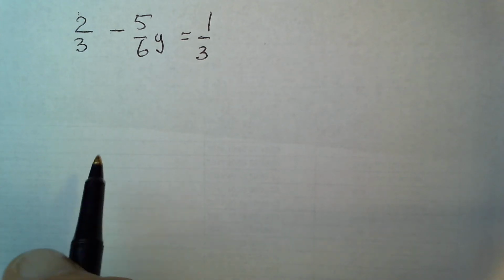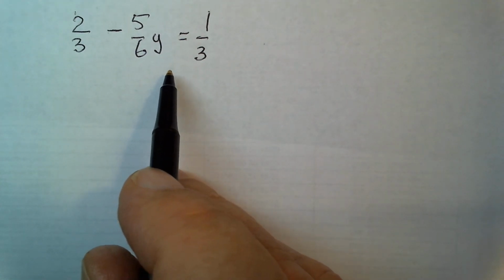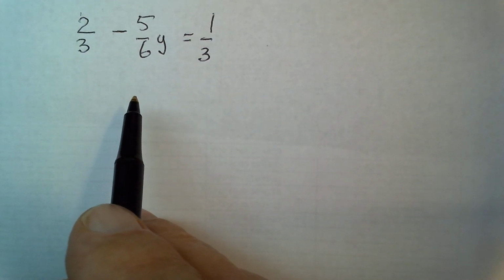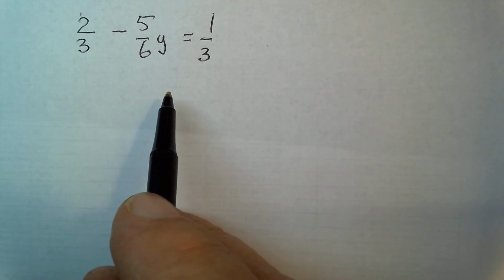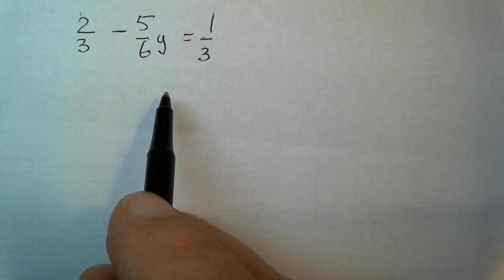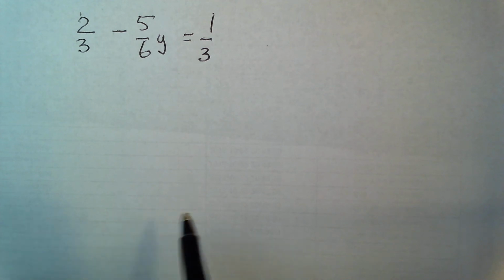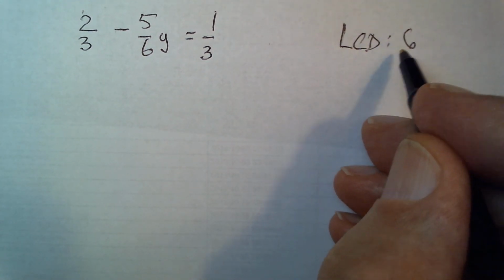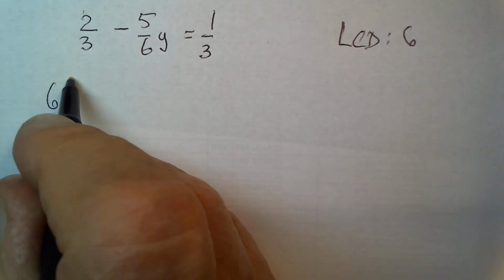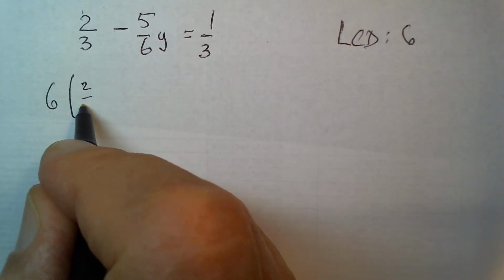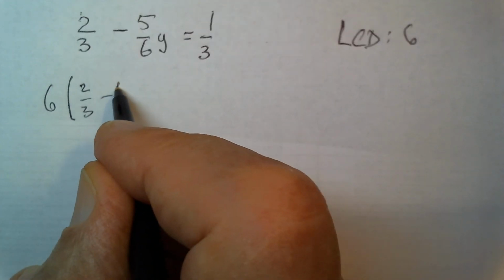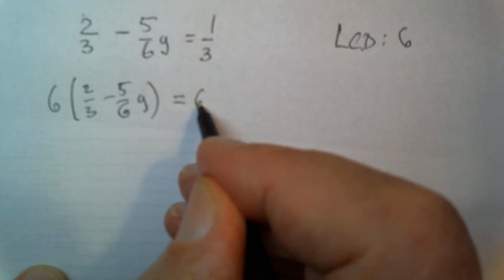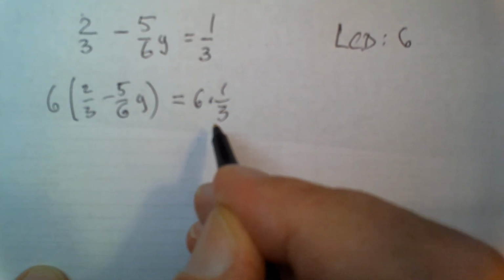Let's say we have this equation 2/3 minus 5/6y equals 1/3. So here we want to clear the fractions by multiplying both sides of the equation by the LCD, the least common denominator, which is 6. So the LCD is 6. So it means we multiply the left side by 6, 2/3 minus 5/6y equals 6 times 1/3.